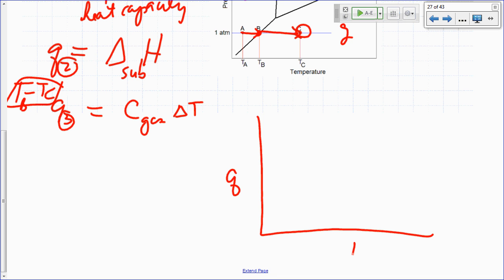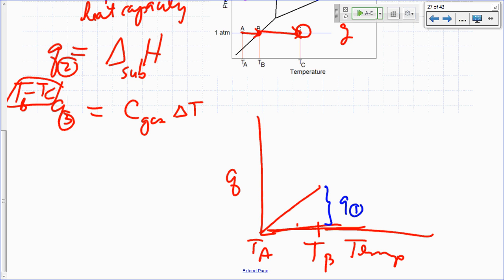What would Q versus T look like? Amount of heat versus temperature. I start off at T sub A. What will happen when I go to T sub B? The more heat I put in, the higher the temperature, right? What happens if I keep heating at temperature B? So this difference right here is Q1.